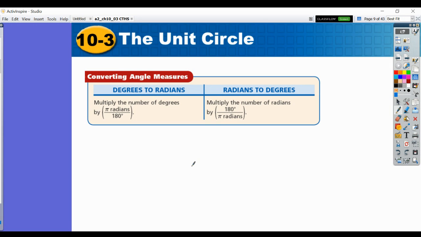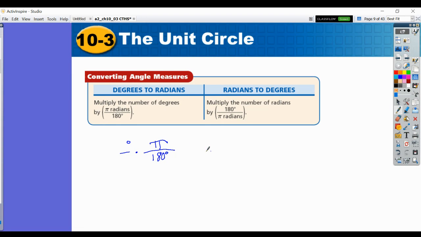For 10.3a, if you haven't already done your assignment, the first part is turning degrees into radians or radians into degrees. So in order to do that, you need to decide which one you have. If you have something in degrees, then you need to multiply by 180 degrees on the bottom so that your units cancel, and the pi would be on top. Then whatever your number is, you divide or reduce it with the 180, and there will be a pi in your answer.